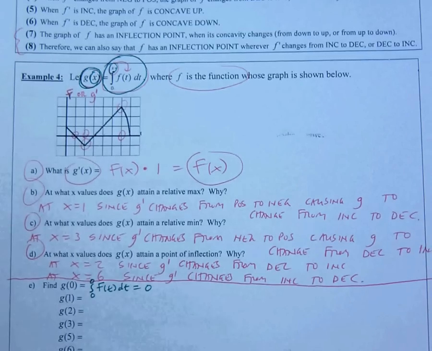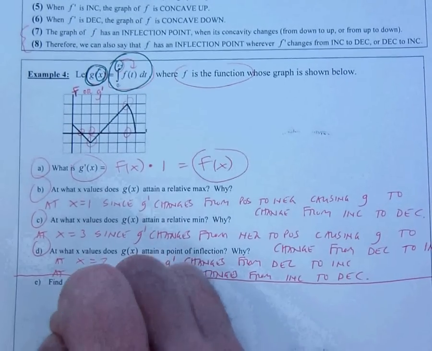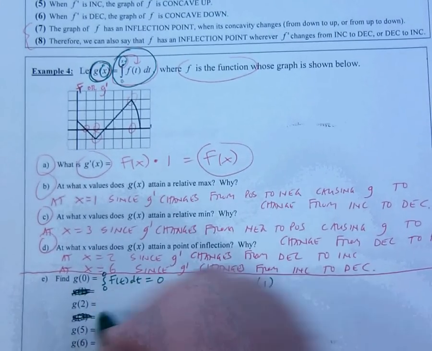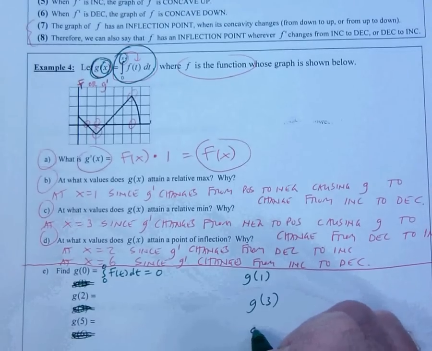Okay. I should have spread these out. Let's do that. Let's put g of 1 over here. Let's put g of 3 over here. And let's put g of 6 over here. I just don't want to cram them together. Okay.